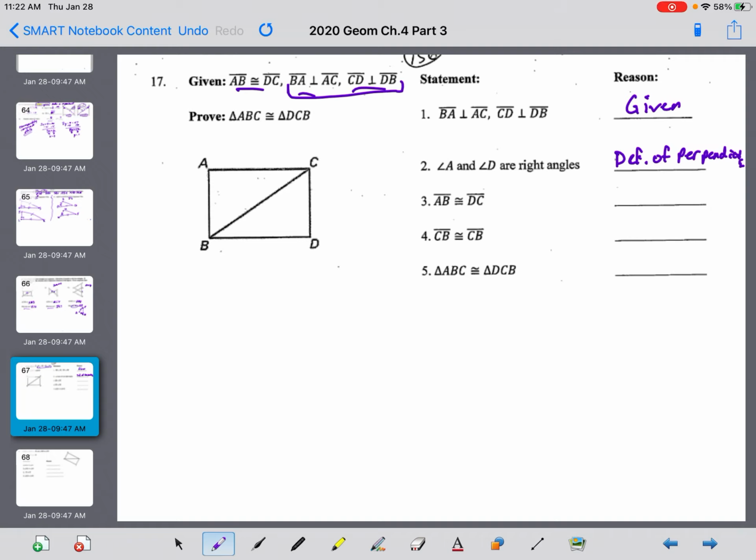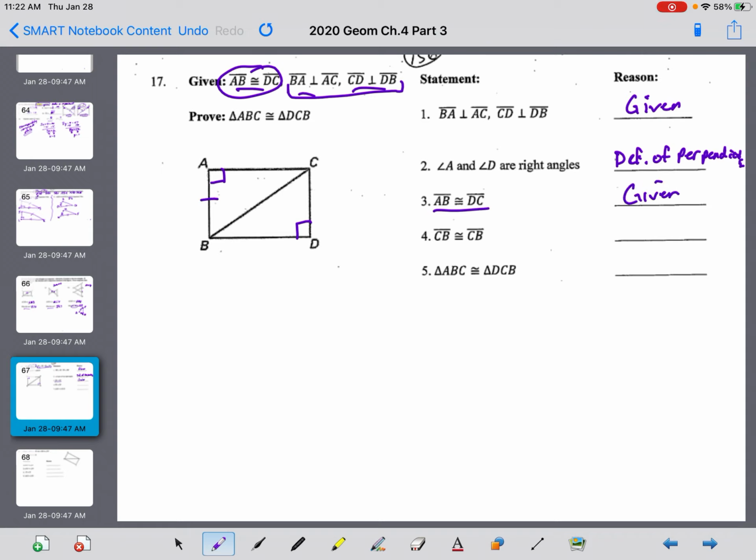I'm running out of room. Okay, let's put that mark in the picture. Right angle there, right angle there. Then we are told this, number 3. Make sure you read the given, and then you see where it is. That's that same statement. So this is another given.